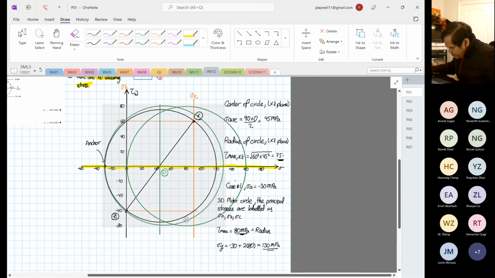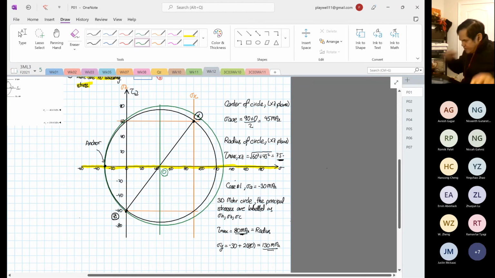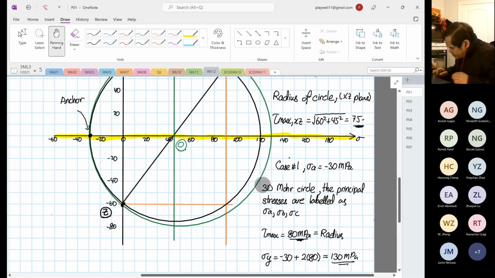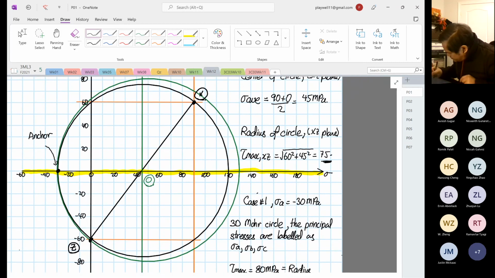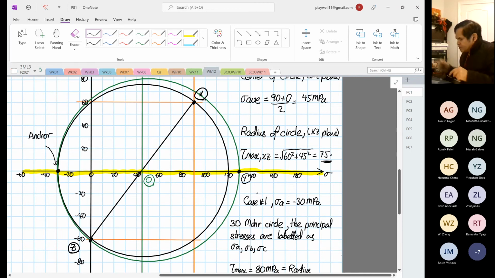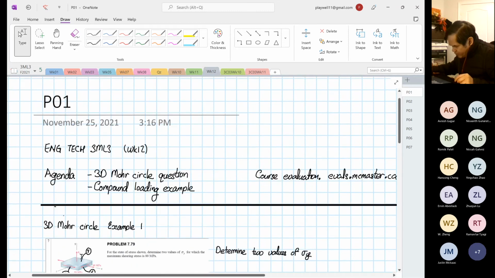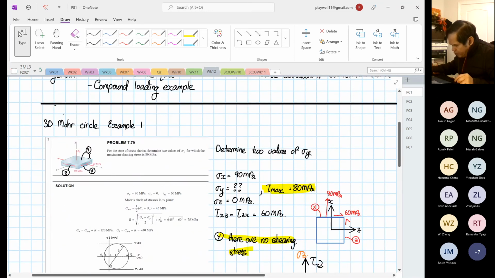So over here now is the next circle. And where I draw the next circle, this point over here, exactly over here, will be my stress Y. Why? Because if we look at the question, point Y has 0 shearing stress. Okay, so now we are good to go.